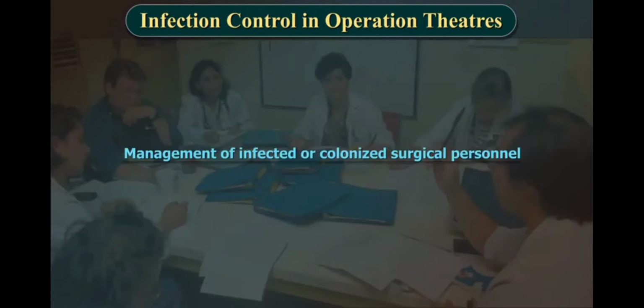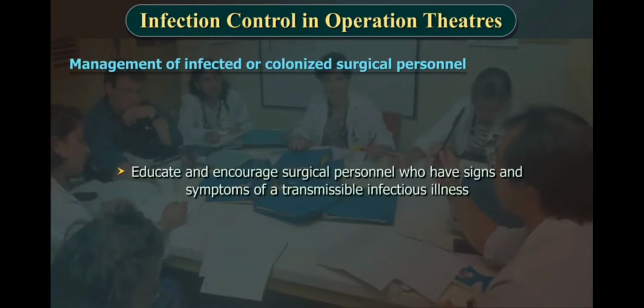Management of infected or colonized surgical personnel. Educate and encourage surgical personnel who have signs and symptoms of a transmissible infectious illness to report conditions promptly to their supervisory and occupational health service personnel. Training of the hospital staff and repeated inculcation of the proper cleanliness culture should be incorporated.